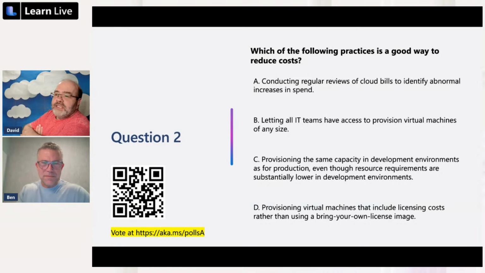Which of the following practices is a good way to reduce costs? A, conducting regular reviews of cloud bills to identify abnormal increases in spend. B, letting all IT teams have access to provision virtual machines of any size. C, provisioning the same capacity in development environments as for production, even though resource requirements are substantially lower in development environments. Oh, that's a tricky one. We could talk about that one. Or D, provisioning virtual machines that include licensing costs rather than using a bring your own licensing image.